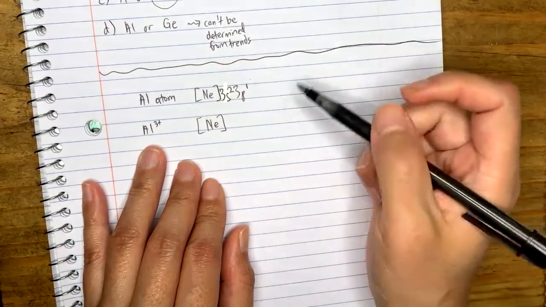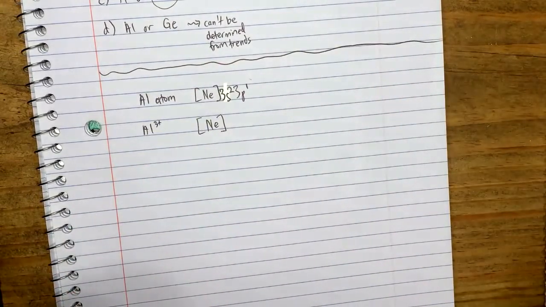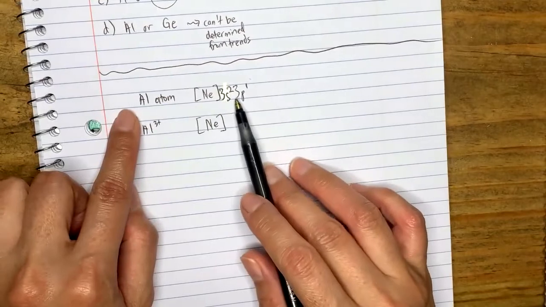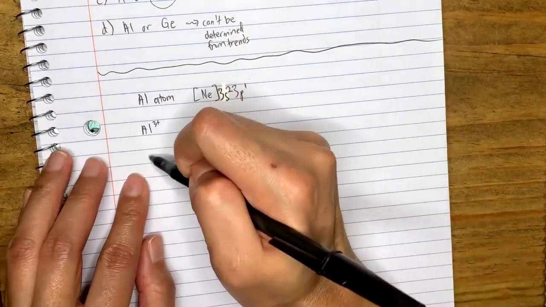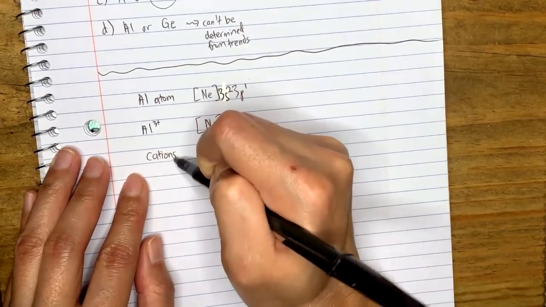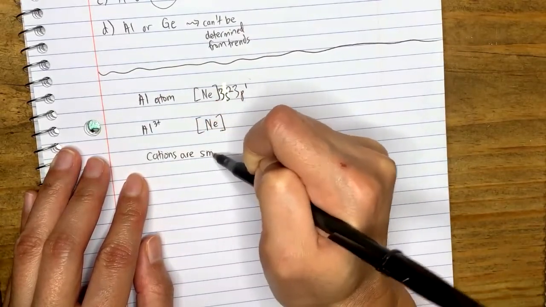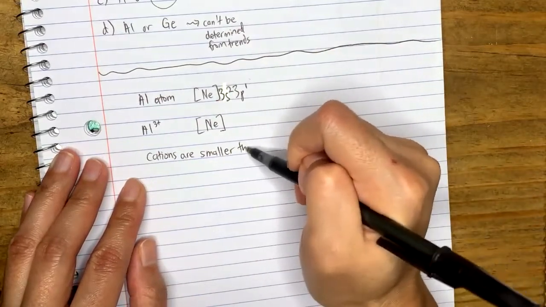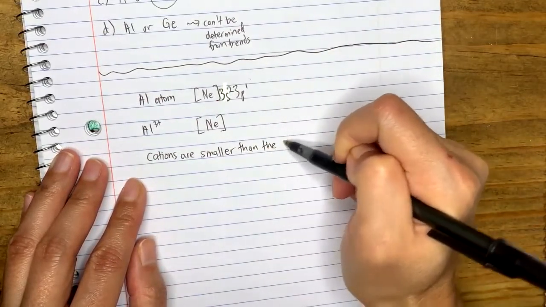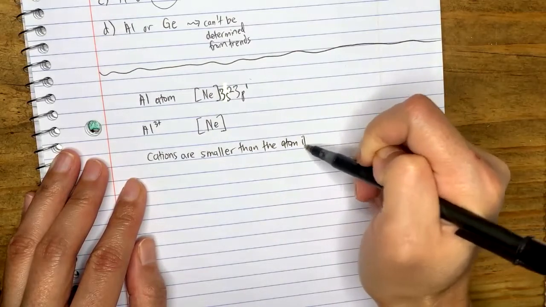Okay, so can you say who's smaller now? Literally, this guy had extra stuff on the outside. Aluminum 3+ doesn't have the extra stuff. So cations are smaller. In general, cations are always smaller than the atom they came from, okay?